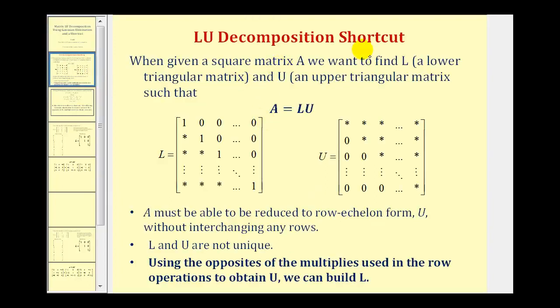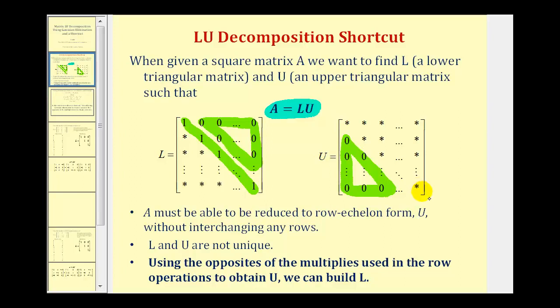The goal of LU decomposition is to write a square matrix A as the product of matrix L and matrix U, where matrix L is a lower triangular matrix and matrix U is an upper triangular matrix. For the shortcut method, our lower triangular matrix L will have a main diagonal consisting of 1s, and all elements above the main diagonal must be 0. For the upper triangular matrix, all the elements below the main diagonal must be 0. Notice for the upper triangular matrix, the main diagonal does not have to consist of 1s.